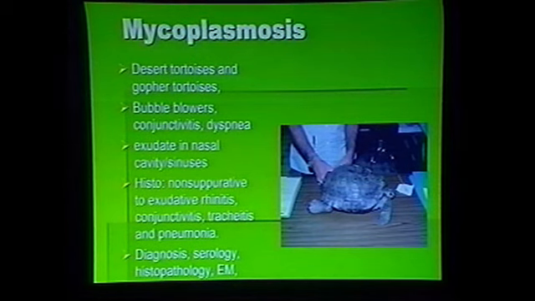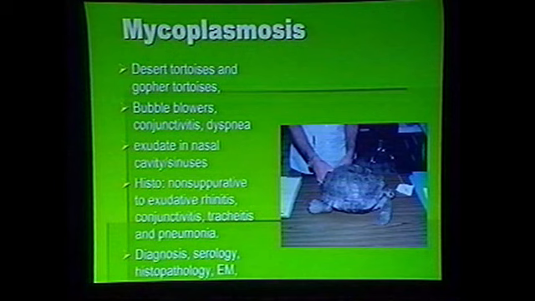Mycoplasmosis is an important bacterial infection of desert tortoises and gopher tortoises, and mycoplasma is a somewhat common isolate from the nasal cavities of clinically normal chelonians of other species. Affected tortoises are typically so-called bubble blowers and have a bubbling exudate coming from the nose. Sometimes they also have conjunctivitis and respiratory difficulties or dyspnea.